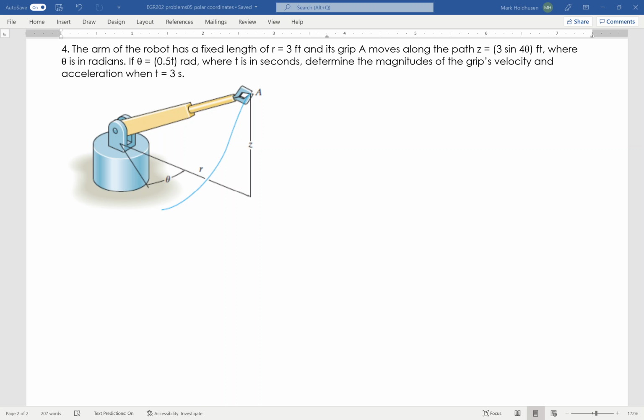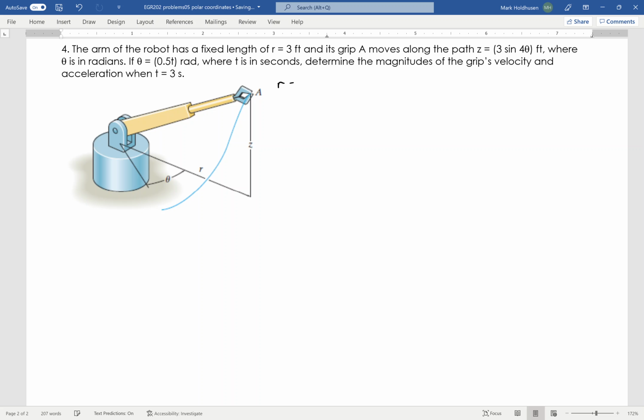Okay, so I got a robot. I got an R3 and follows a path in the Z direction, follows a path in the theta direction. So R theta Z tells me I'm dealing with cylindrical or polar coordinates. And basically what it's saying is, hey, give me the acceleration when t equals 3 seconds. So we're going to go through, we're going to find R dot, R double dot, theta, theta dot, theta double dot, and move through that way.